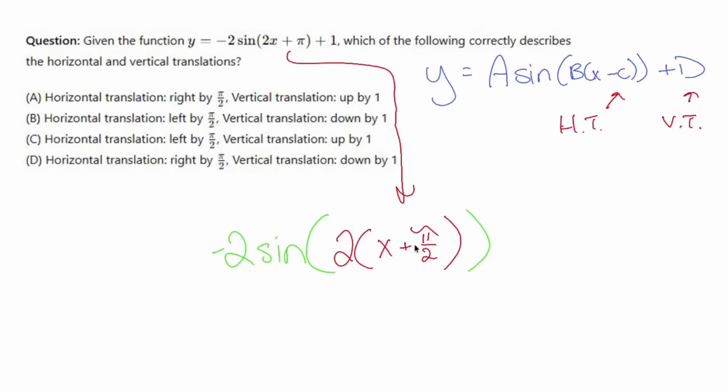Now what that means is when it's positive inside the parentheses, you don't go right, you actually go left. So we're going to go left pi over 2. The easy part is the second part, and that's plus d, which is plus 1, which means we're just going to go up 1. Which I believe is going to be C. It is. Good job, everybody. You see what I did there?